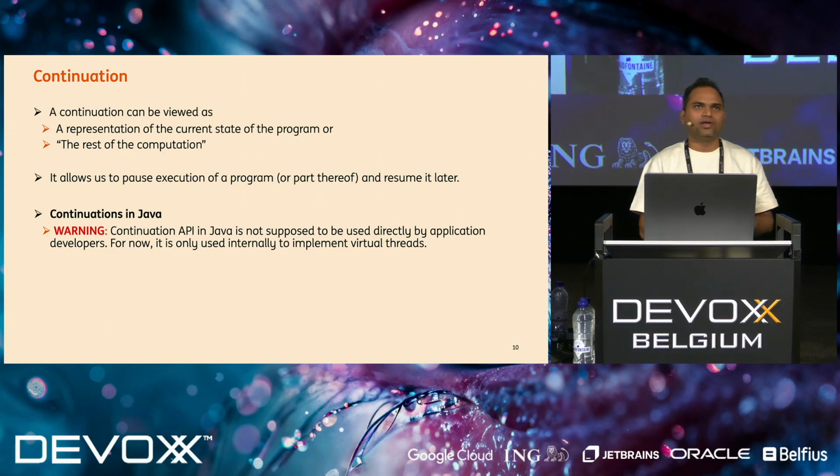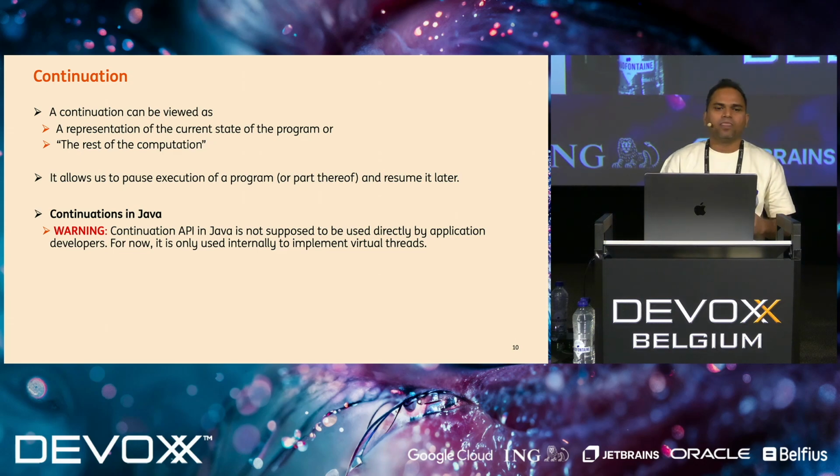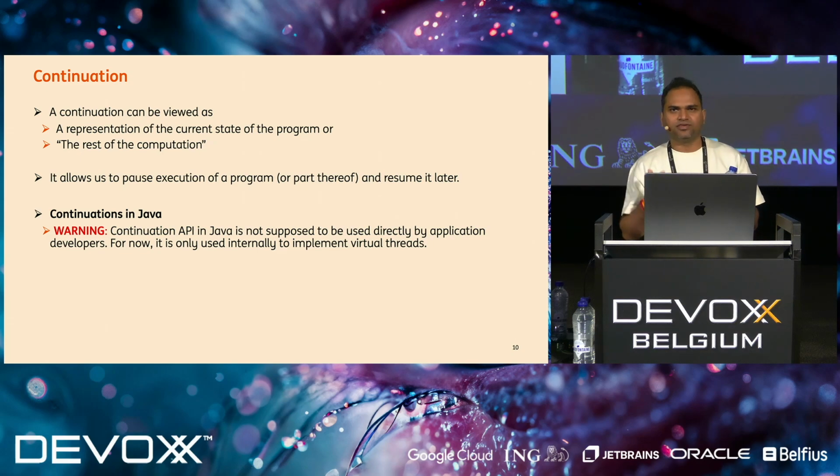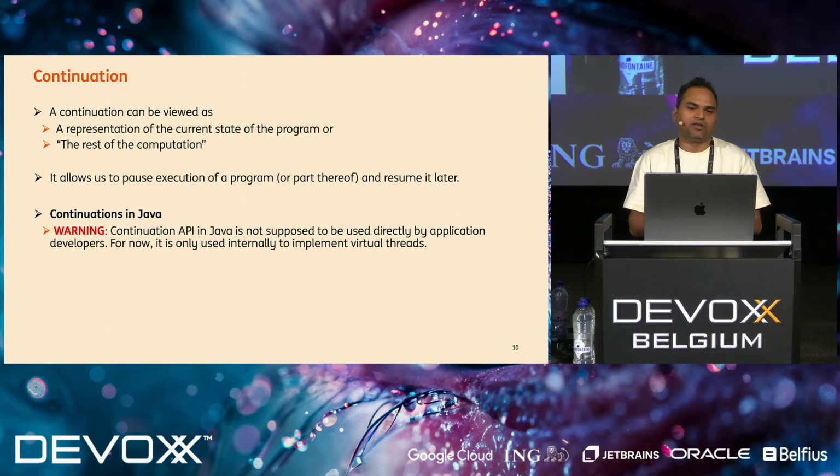Well, three reasons. One is that knowing continuations would help us to get insights into the behavior of virtual threads. Secondly, it will tell us how mounting and unmounting is happening. Basically, what is it that is driving this high scalability behavior of virtual threads? And thirdly, because it is fun. So, okay, let's go ahead and see some examples of continuations in Java.